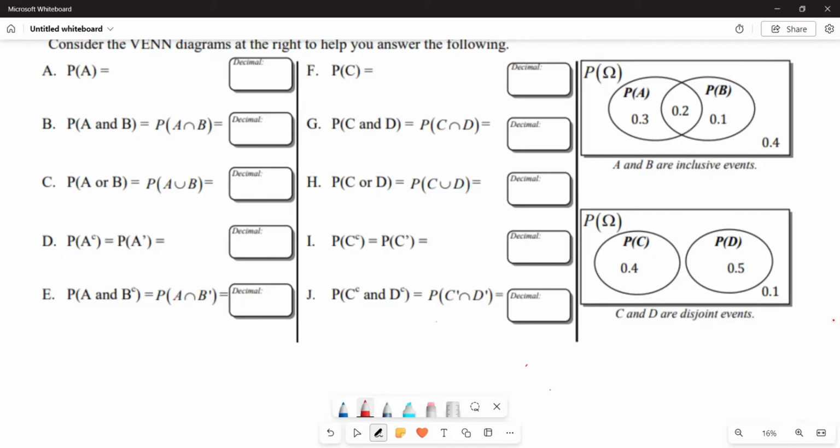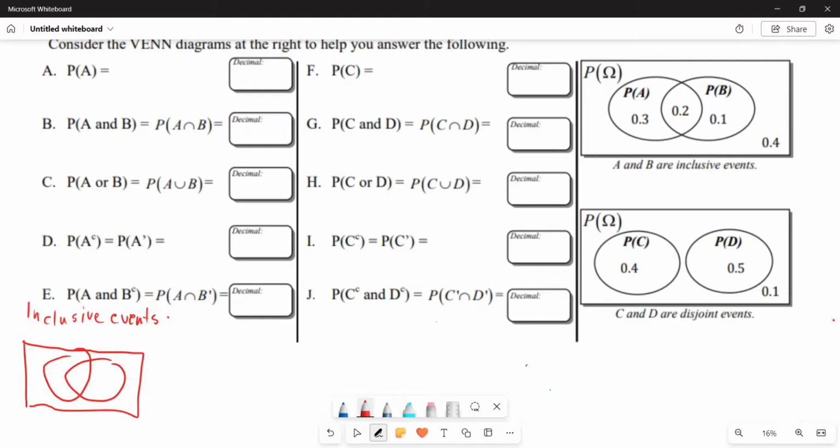Before we can even attempt to answer all these questions, we have what we call inclusive events, or events in general. Under events, let's say I draw this for you, and this is your Venn diagram, right? This is your Venn diagram. Now, this is your circle, right?